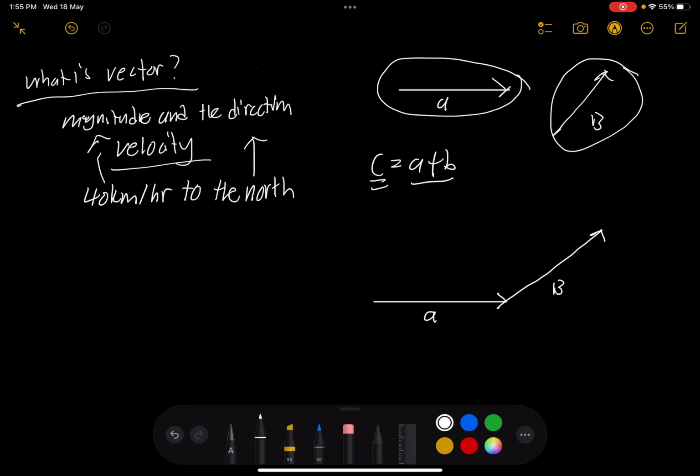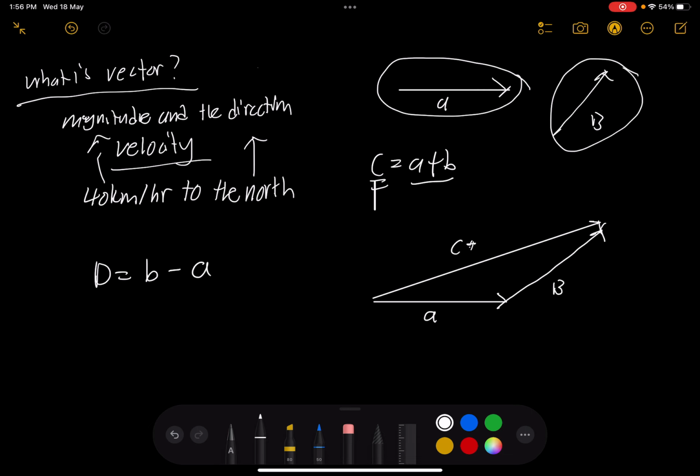To find C, all you need to do is connect the line from the initial point of A to the terminal point of B as such. And there you go, that's your C. So this is addition. Now I'm going to teach you how to do subtraction. For subtraction, it's a bit different. Let's just assume that D equals B minus A.